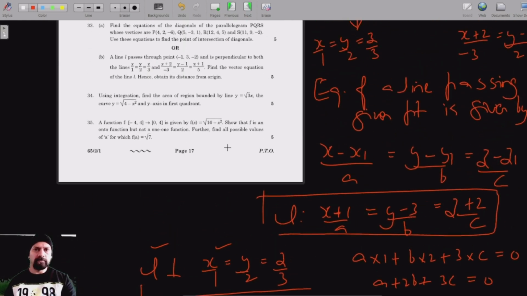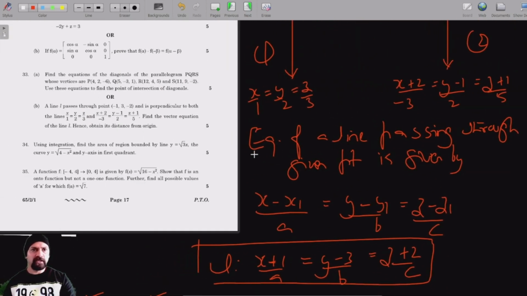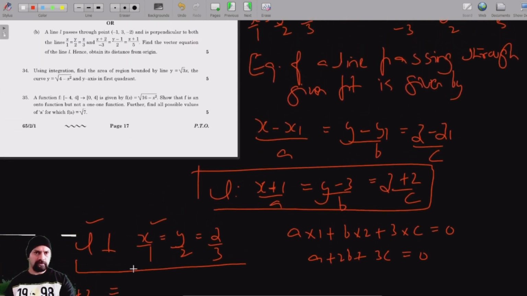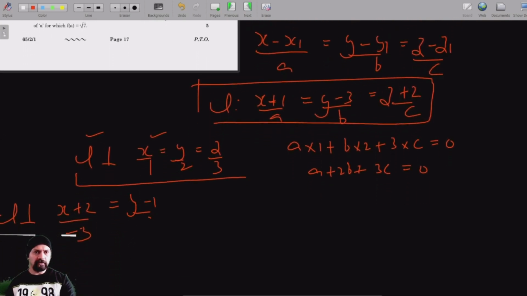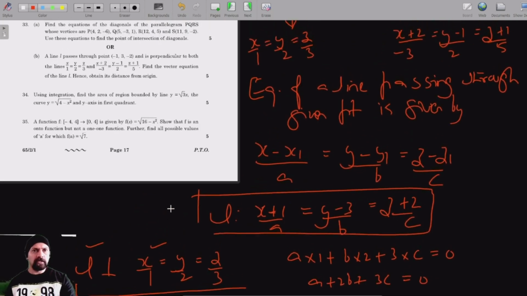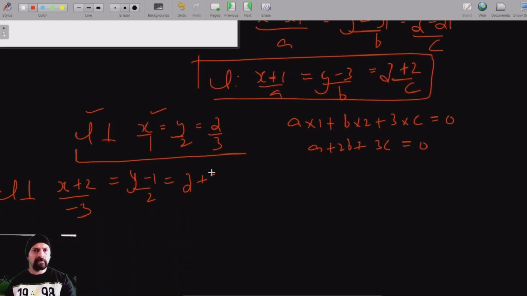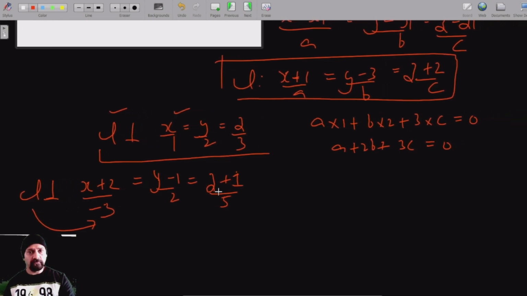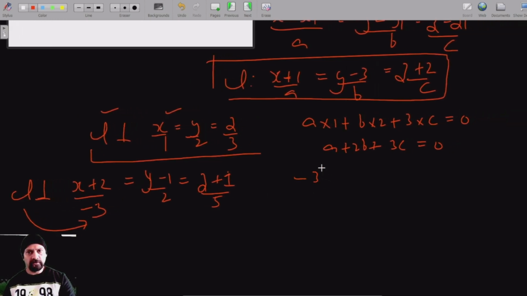Similarly, L is perpendicular to the next line, (x plus 2) by negative 3 is equal to y by 2 is equal to (z plus 1) by 5. So the sum of the products of the direction ratios of these will be equal to 0. So this is minus 3a plus 2b plus 5c is equal to 0.